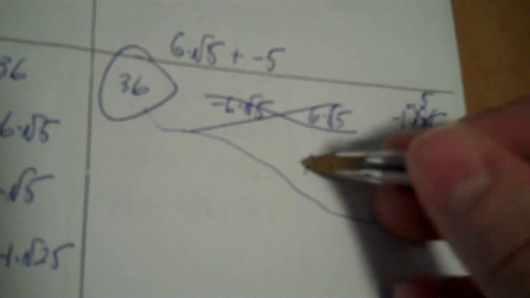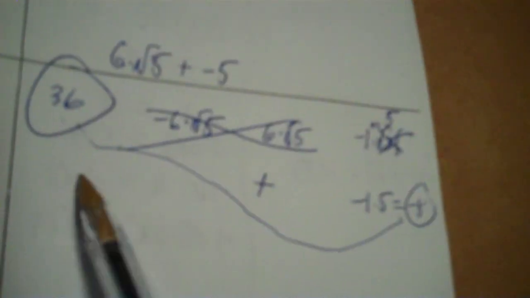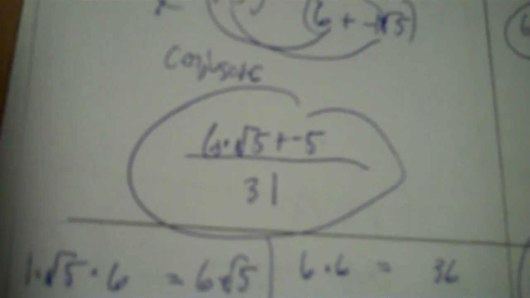So now we have 36 and negative 5, and those can be added. They're like terms. Neither one of them is multiplied by a square root. So 36 plus negative 5 is 31. So there's your denominator. Now 6 divided by 31 is a crazy decimal, so is negative 5 divided by 31, so that's your answer right there.